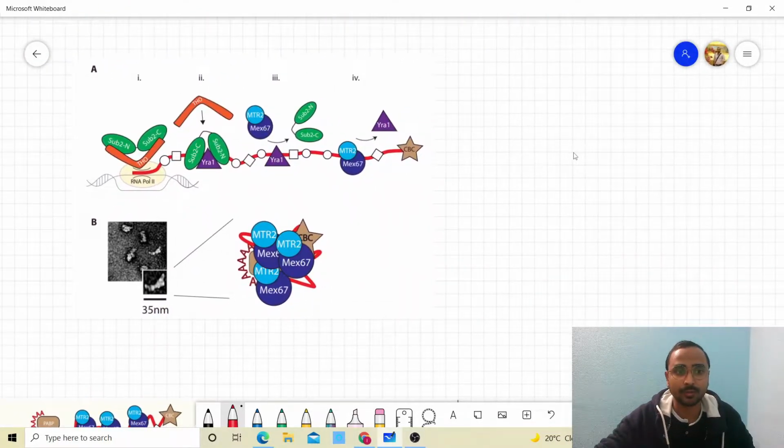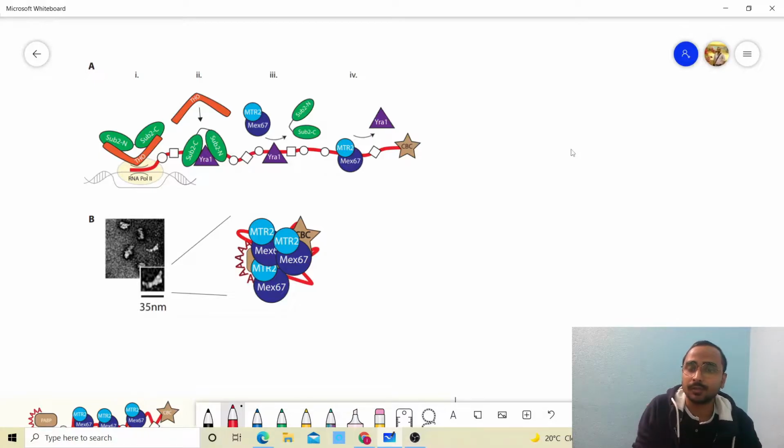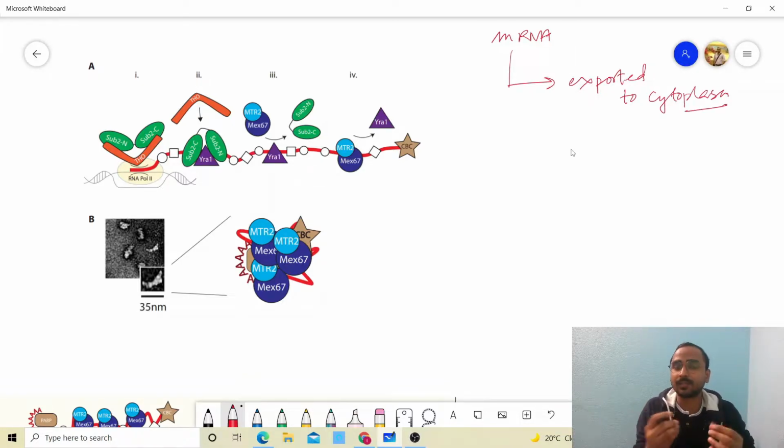As you know, the mRNA, after its transcription, needs to be transported, or exported, to the cytoplasm. But the mRNA in its RNA form, only the mRNA, cannot be exported to the cytoplasm. So what does it need? mRNA needs some other components which will be attached to the mRNA, and then this whole complex will be exported to the cytoplasm.